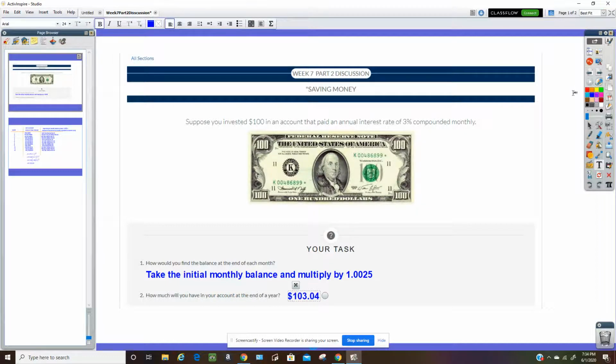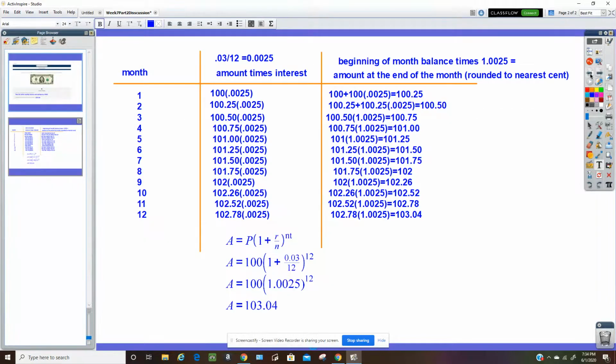And you might recognize this formula from Algebra 2. The ending balance is the beginning balance times 1 plus the rate in decimal form divided by n, where n is the number of times interest is compounded in a year, all raised to n times the number of years.